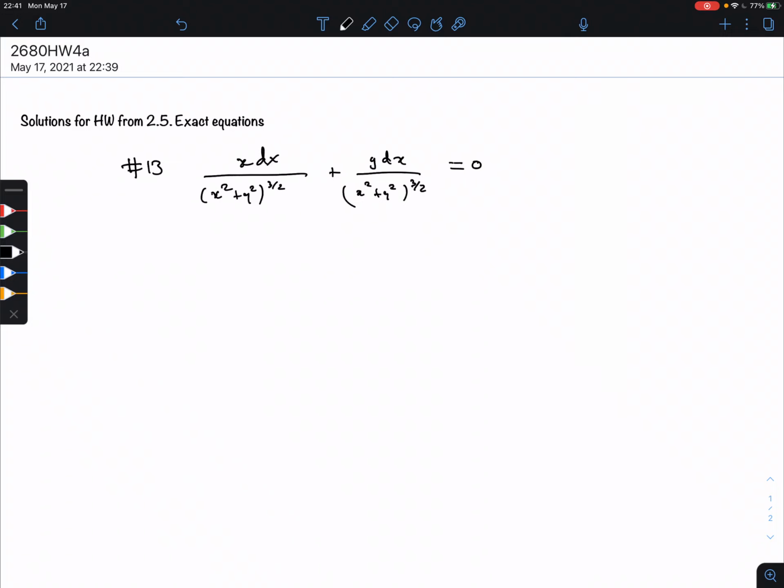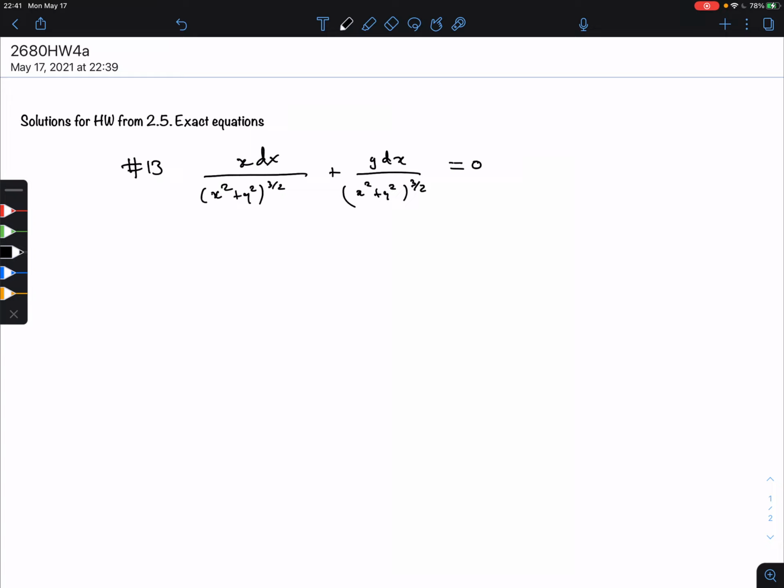Greetings. The homework on 2.5 exact equations might sometimes be daunting, with rather big functions. But okay, we are in a higher level course and this is the type of functions we're going to run into when we do differential equations.